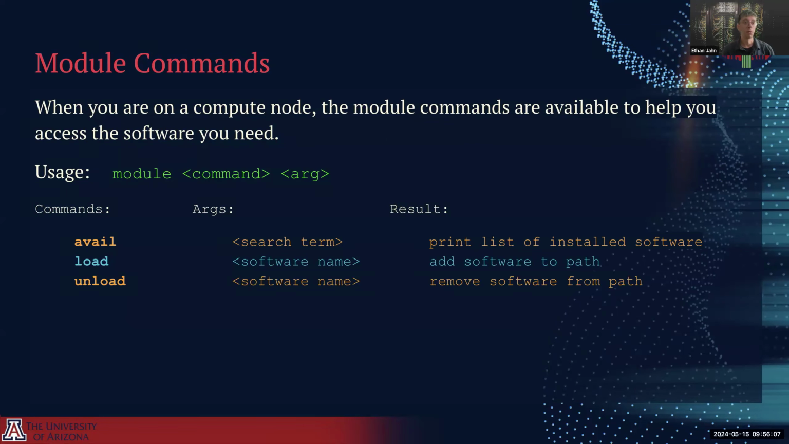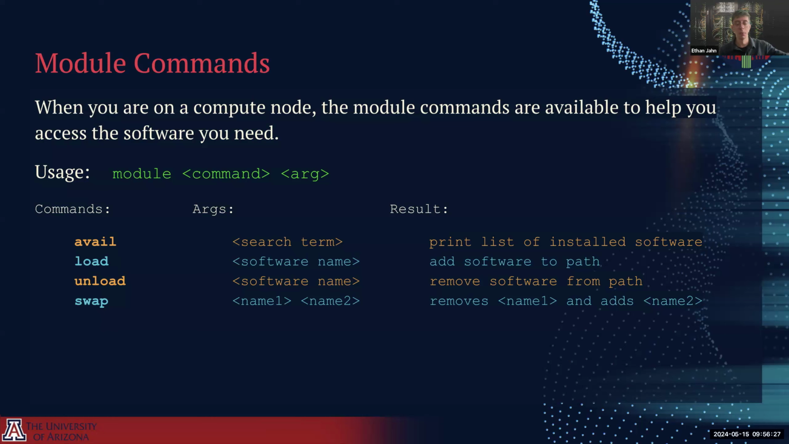You can reverse that by doing module unload. Some modules are not compatible with each other. So if you know that module A is not compatible with module B, you might need to unload module B before loading module A. And of course, you can do that in one command as well by using swap.